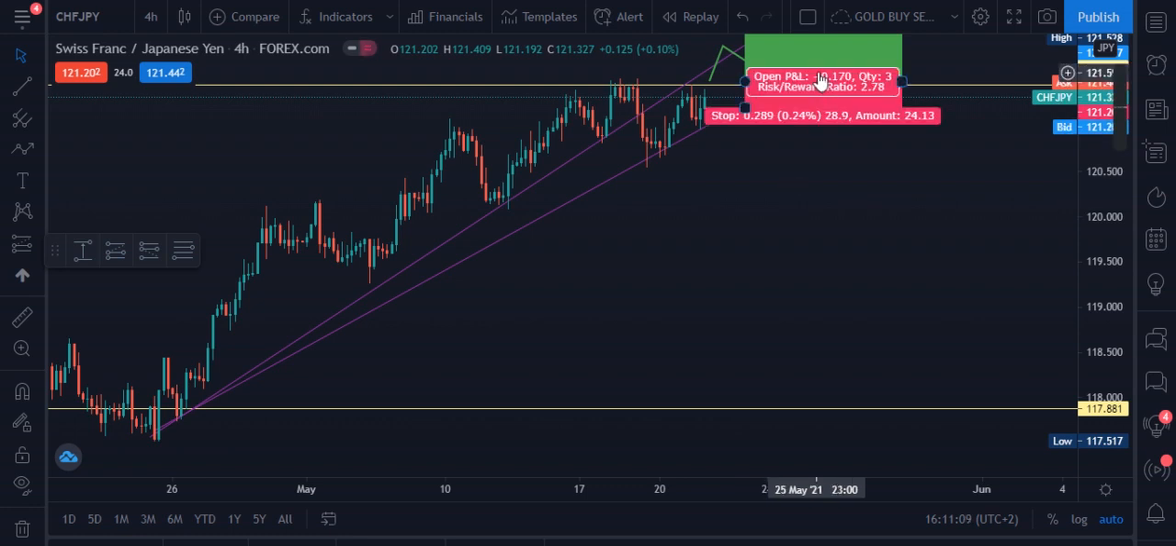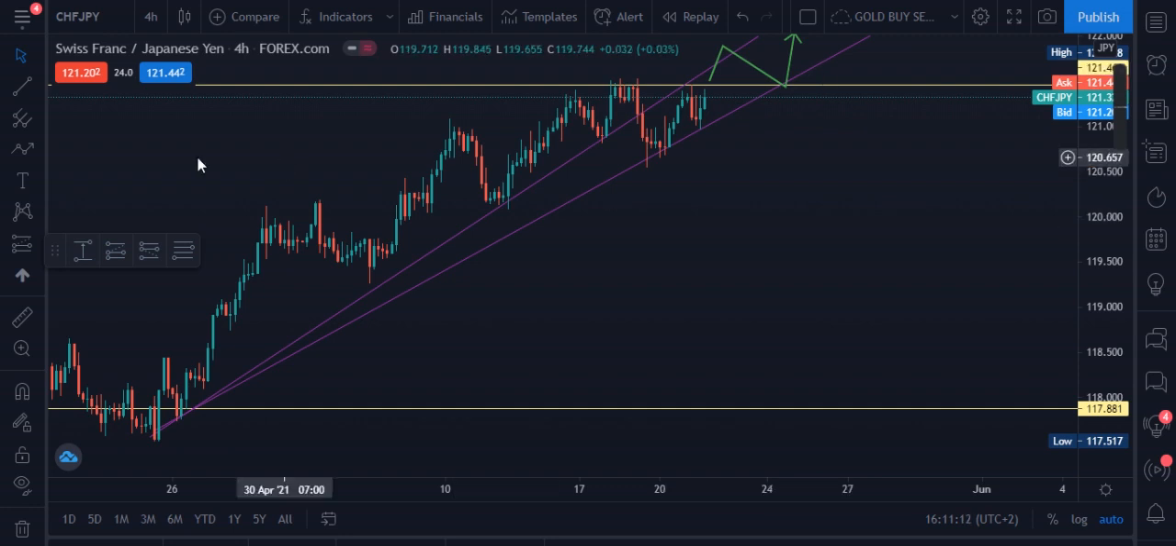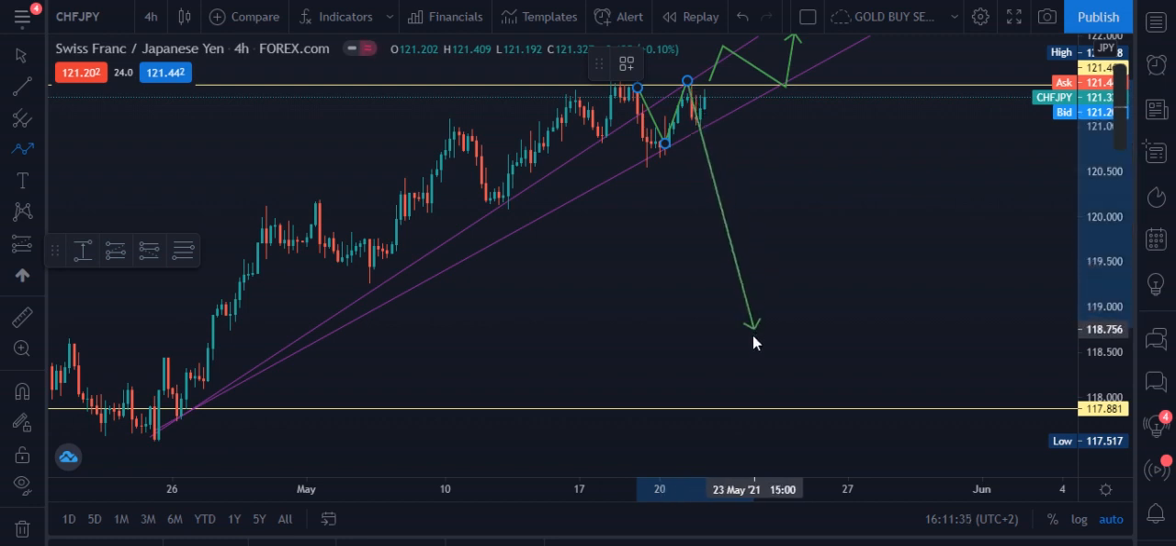Okay, what if that doesn't happen? What am I left with? If, for example, the opposite happens, we've seen price breaking this area here, breaking this trend line, right? After breaking this trend line, it came back for a retest. Now what if we can have something like this? What if price can still come back down here?